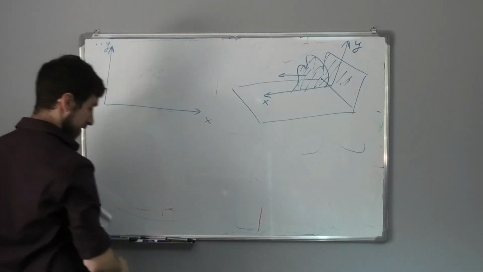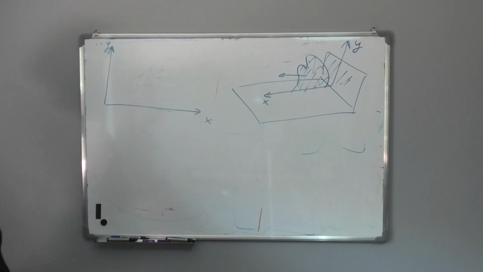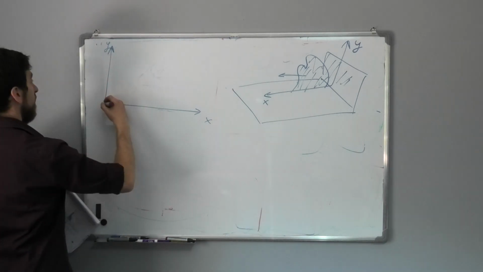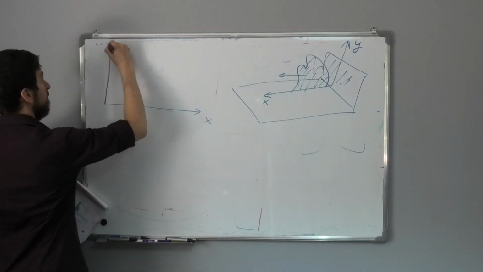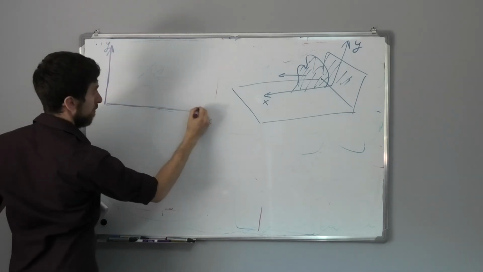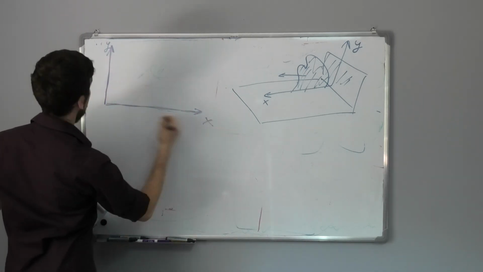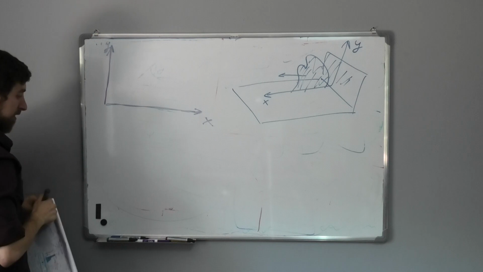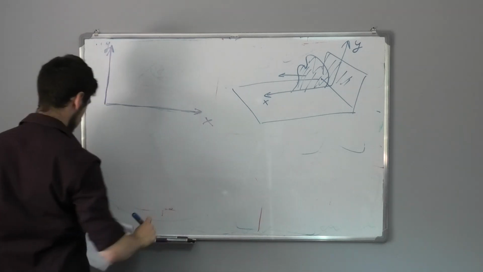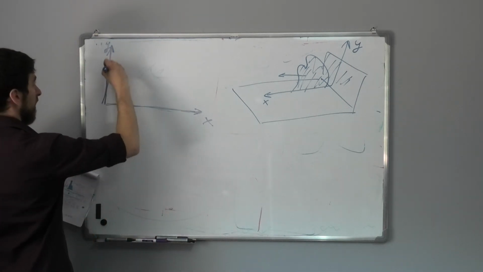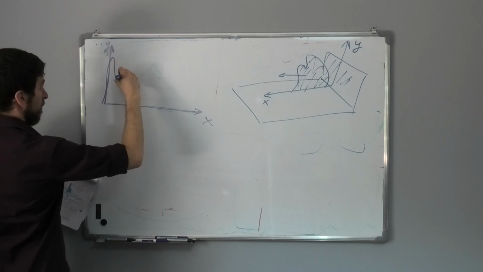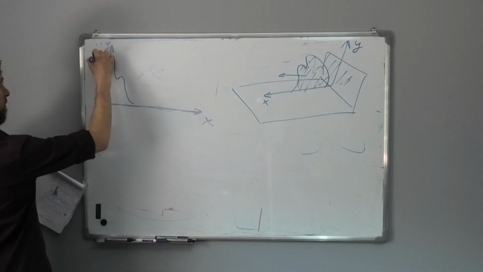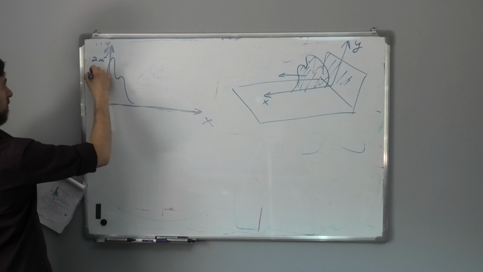Let's do the wave. Actually, the wave should be in blue, so let's do this one in purple. It's not that important. This is the axis. Okay, x and y, and in blue we have the wave. The wave has this mountain and this mountain. Let's say this is 2 meters high and this is 1 meter.